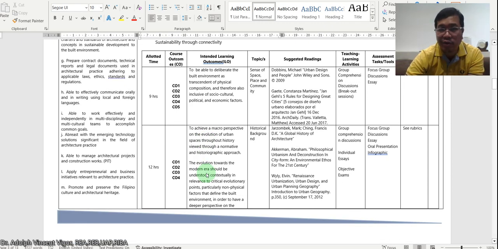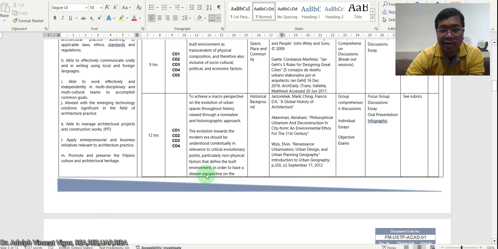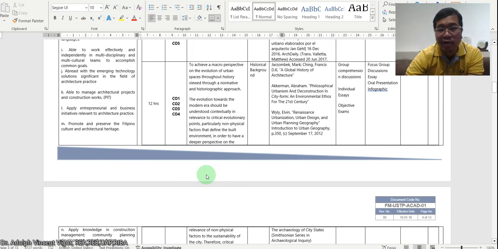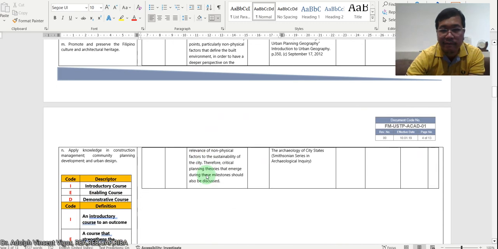Then the next topic, for 12 hours, is historical background. The ILOs are to achieve a macro perspective on the evolution of urban spaces throughout history, viewed through a normative and historiographic approach. The evolution towards the modern age should be understood contextually in relevance to critical evolutionary points, particularly non-physical factors that define the built environment, in order to have a deeper perspective on the relevance of non-physical factors to the sustainability of the city. Therefore, critical planning theories that emerge during these milestones should also be discussed.